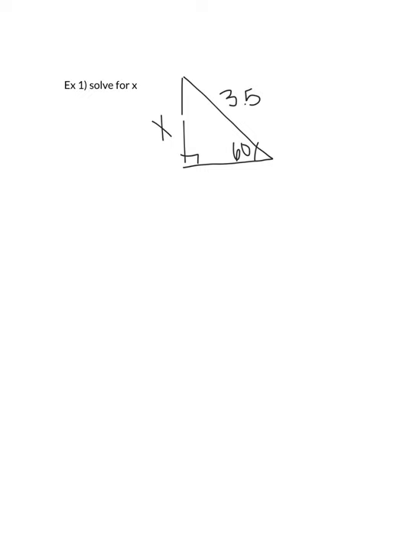So our first example just says solve for x. So what we're going to do is we need to label our triangle. Since the angle that they gave me is down here and it's 60 degrees, I know that when I'm labeling, the side across from that angle is my opposite. Now I know that this side across from my right angle is my hypotenuse.